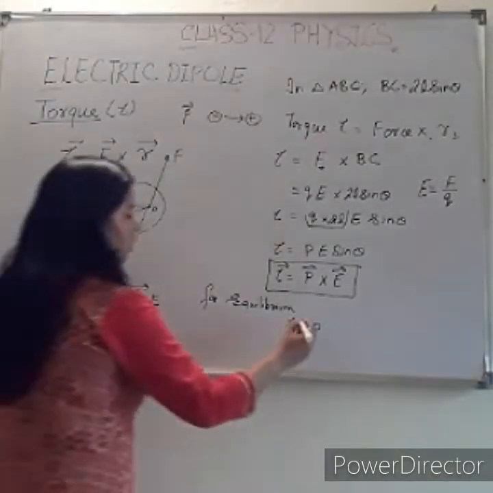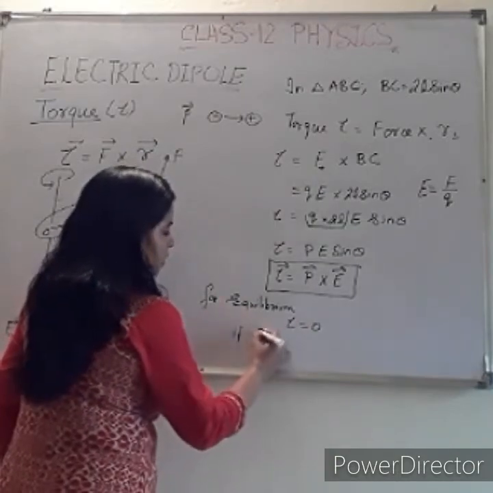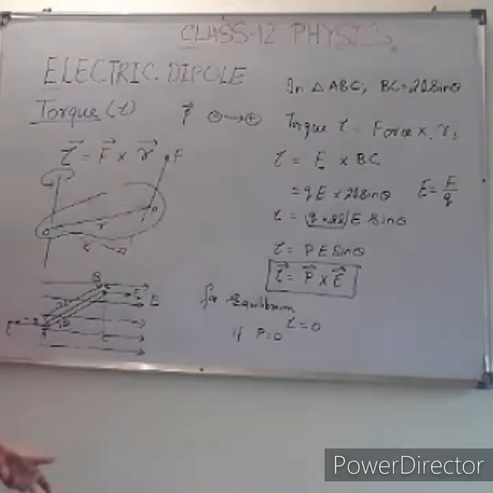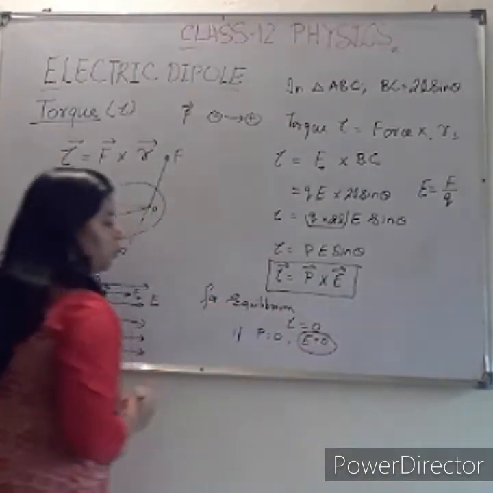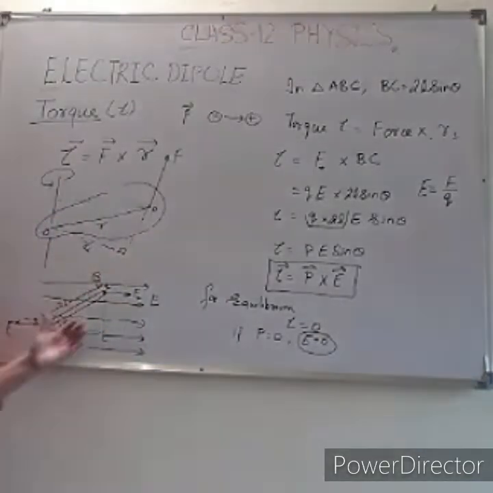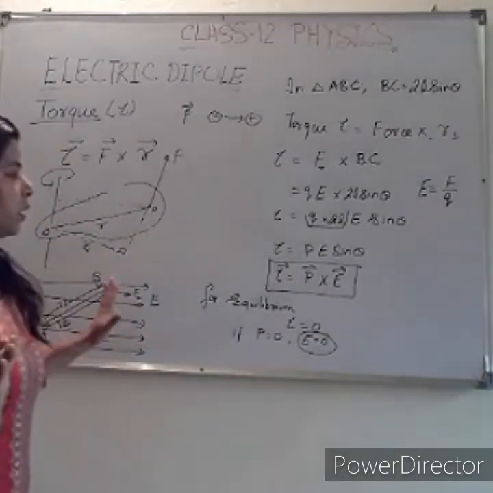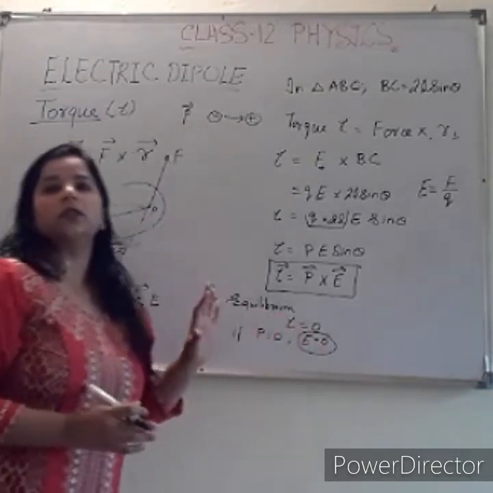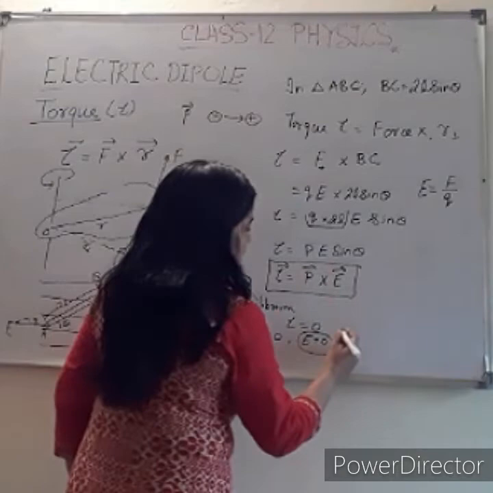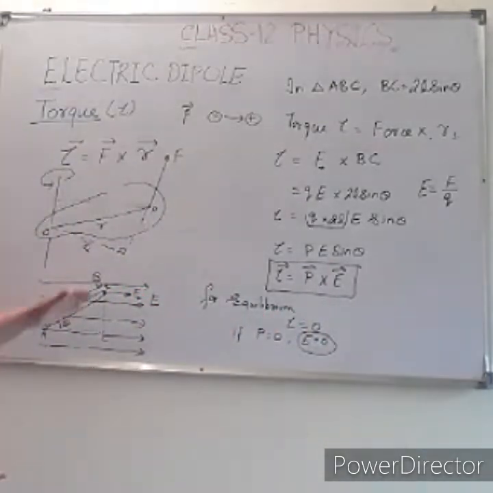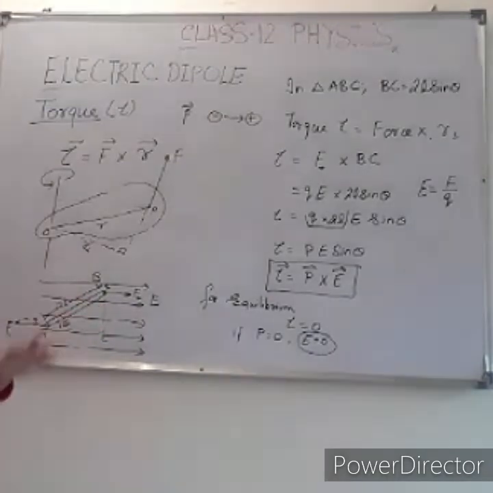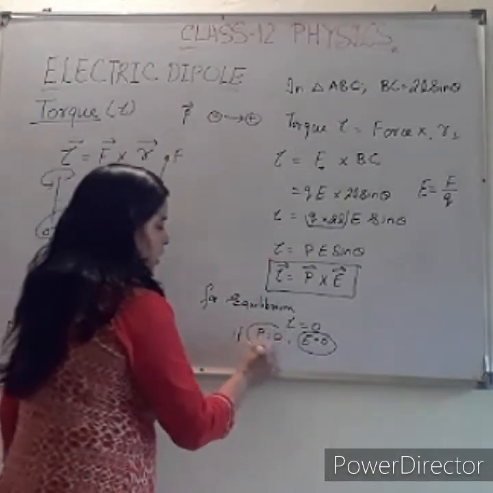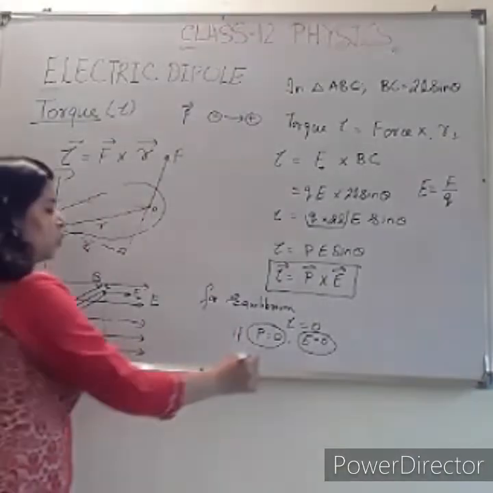So one condition is what? Either P is equal to 0 or E is equal to 0. This condition is not possible. We have taken the case only that the electric dipole is situated in an electric field, so it is not possible that E is equal to 0. And the third thing is, P is again not equal to 0. Why? Because we are taking the case that it is a dipole, and if it is a dipole, it must have the dipole moment having the value Q into 2L. So these two conditions are not possible.